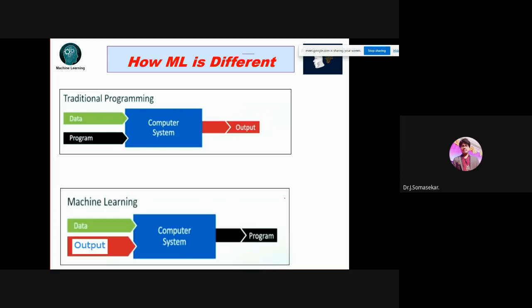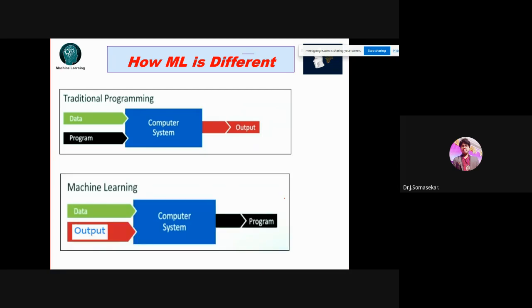But when you come to machine learning, what happens? We can't write an explicit program for some of the applications or maybe some of the data. Let us assume traffic prediction, or recommendation, or healthcare prediction, that means diagnosis. For that we can't write an explicit program, and based on that we can't go for prediction.